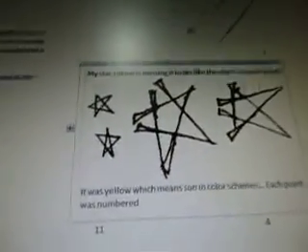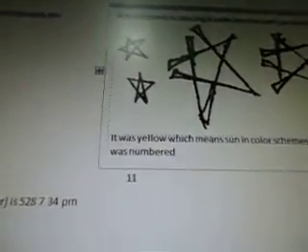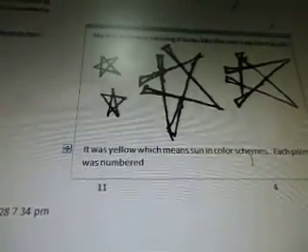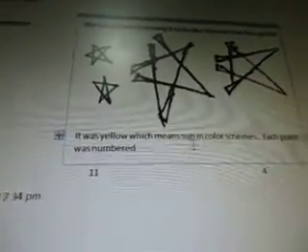So let's go back here. My star I drew is missing. It looks like the one on the top left, which is this one. It was yellow, which means sun and color schemes. Each point was numbered. So as you can see, these are the original numbers that came up. I got a 7, a 45, a 13, a 11, and a 4.